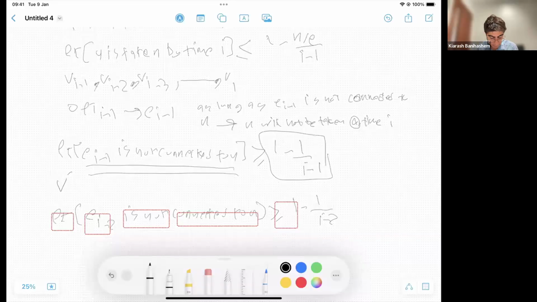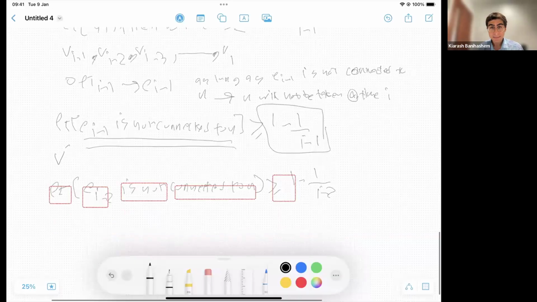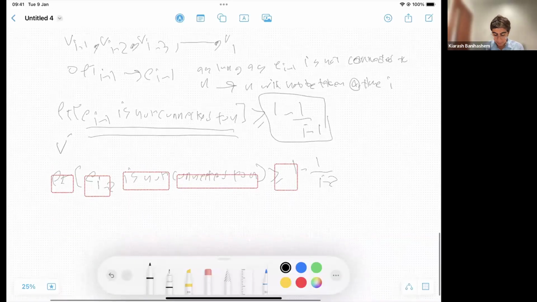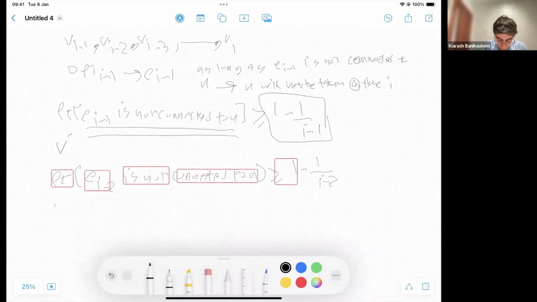The probability that EI minus 2 is not connected to U, and I can keep this math going to the probability that E N over E is not connected to U.